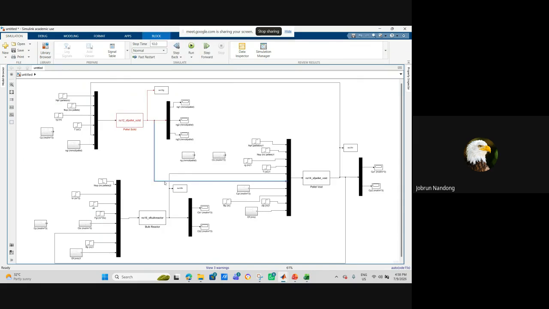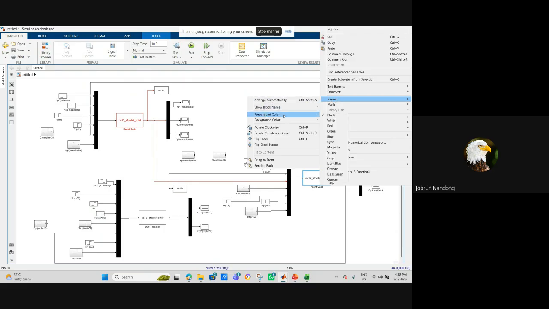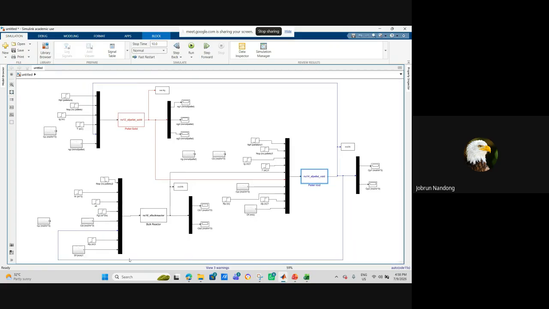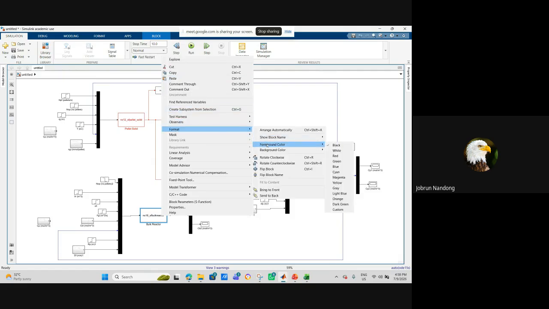Okay, this one connects to this. This one, right, change the color there. Go to right click, format, maybe for ground use blue. Okay, connected, and this one change the color of that. Use green maybe.